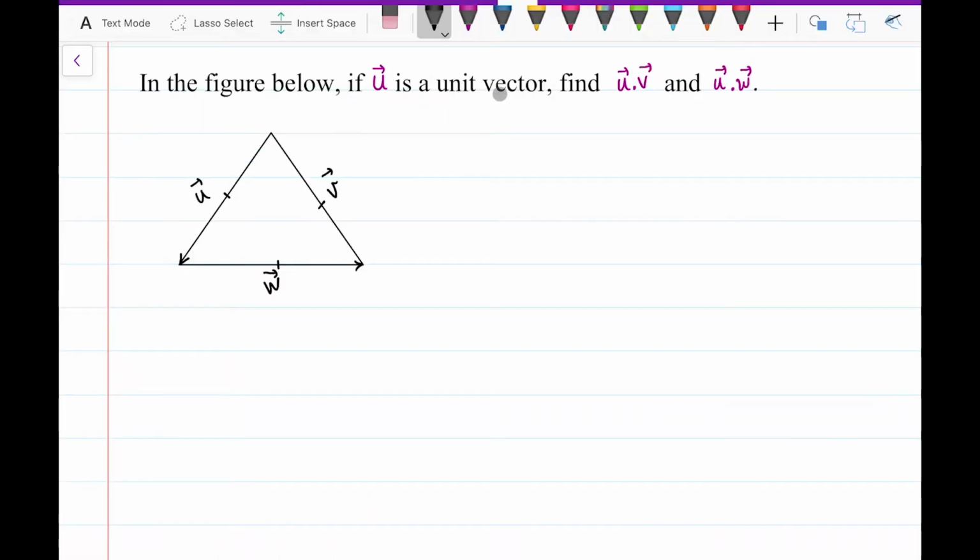In the figure below, if U is a unit vector, find U dot V and U dot W. We have a triangle in here, and since these sides have equal length, this is an equilateral triangle, which means that all the angles, including this one, are 60 degrees.